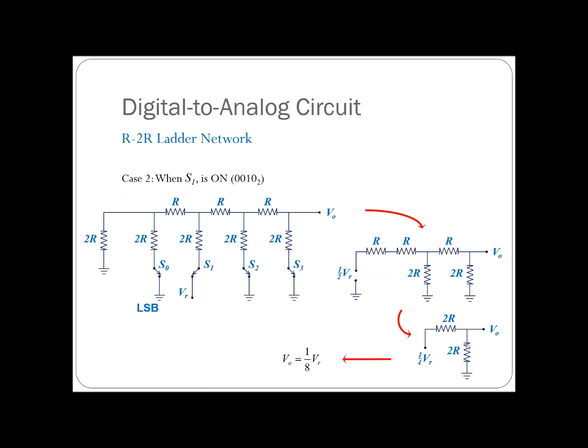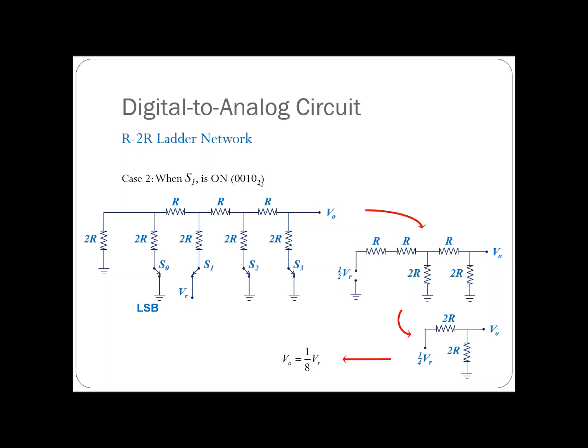Now let's take another case. What if I have 0010 in my digital input here? 0010 should correspond to 2 in decimal number, right? In the previous slide, 0001 corresponded to 1 in decimal number. So for 1 in decimal number, the voltage output from the ladder network will be equal to VR over 16, if you still remember. Now let's take a look at what the output of this ladder network will be if the input is 0010.